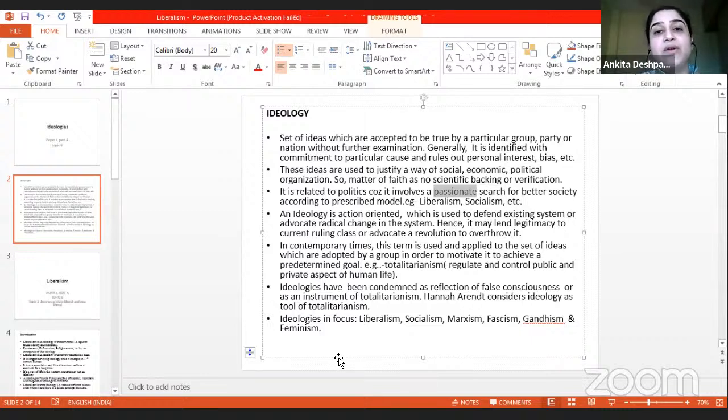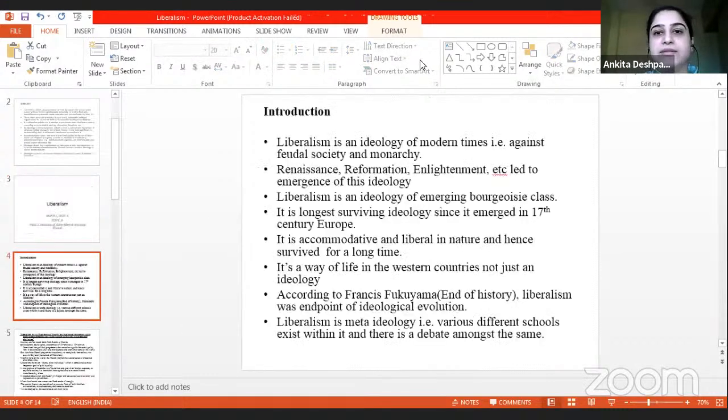So what are the ideologies that we are going to be studying? Liberalism, that I'll be teaching you today. Socialism, Marxism, Karl Marx. Fascism, Mussolini. If you remember fascism, I had already spoken to you about fascism when I was teaching you Plato. So when I teach you fascism, I'll again go back to Plato and do the comparison between fascism and Plato. Gandhism, father of our nation. So Mahatma Gandhi we're going to be talking about, and feminism. Now, let's come to liberalism.